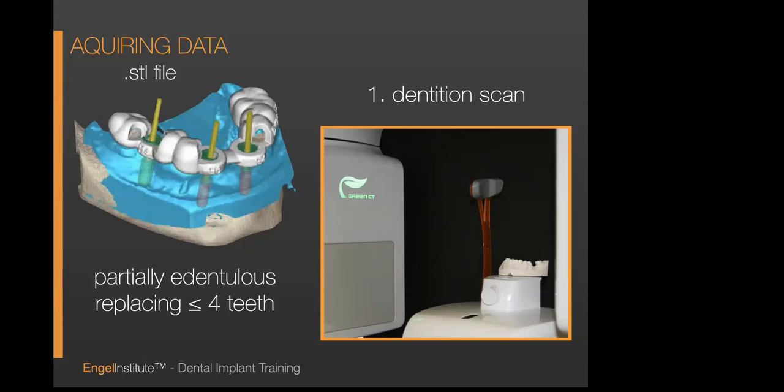Now, for the STL file, this is going to represent the mouth, or what will be the mouth if you're going to restore the entire mouth. And we could do that a couple of different ways. Number 1, we can take a really nice impression. This needs to be with PVS.